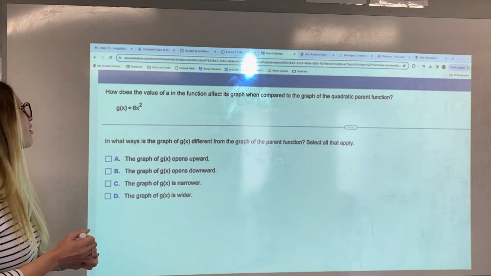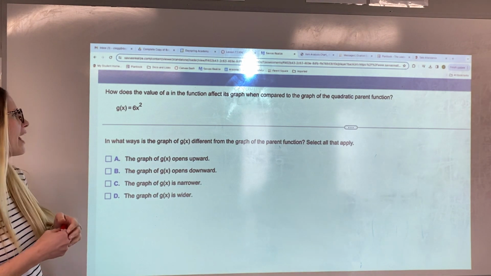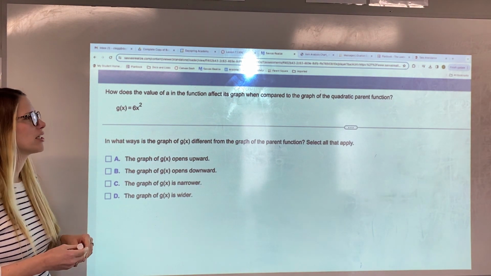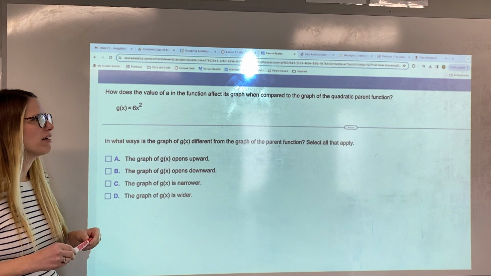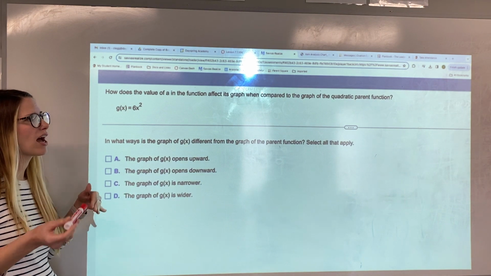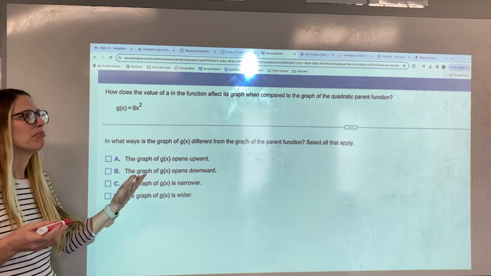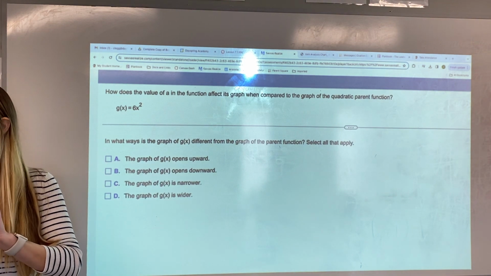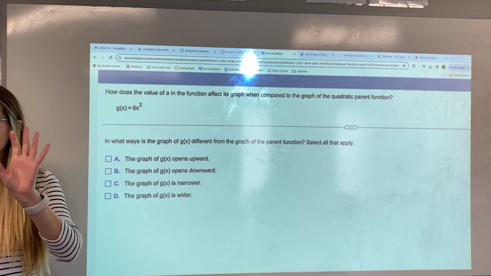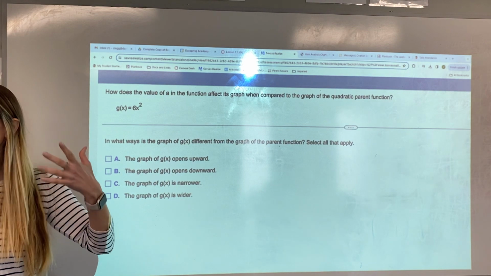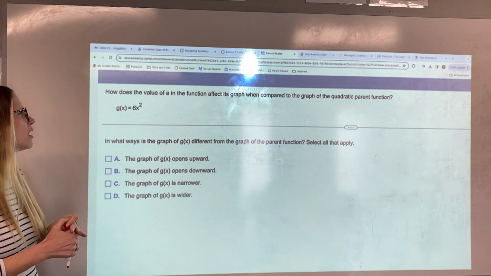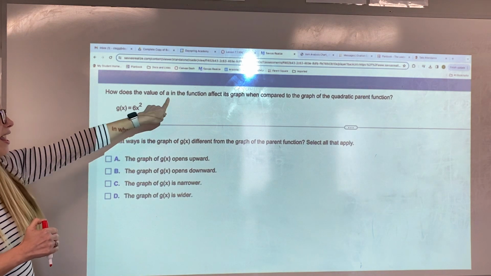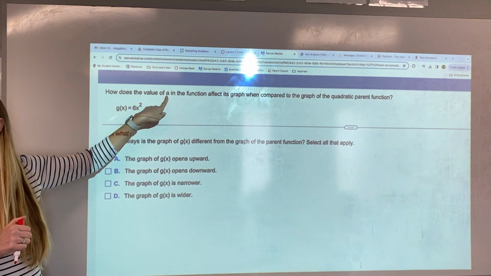Girls, how does the value of a in the function affect its graph when compared to the graph of the quadratic parent function? That's a long question with lots of different parts. Let's analyze each part to kind of translate it so we know what it's talking about. First of all, it says a. What is it talking about when it says a?